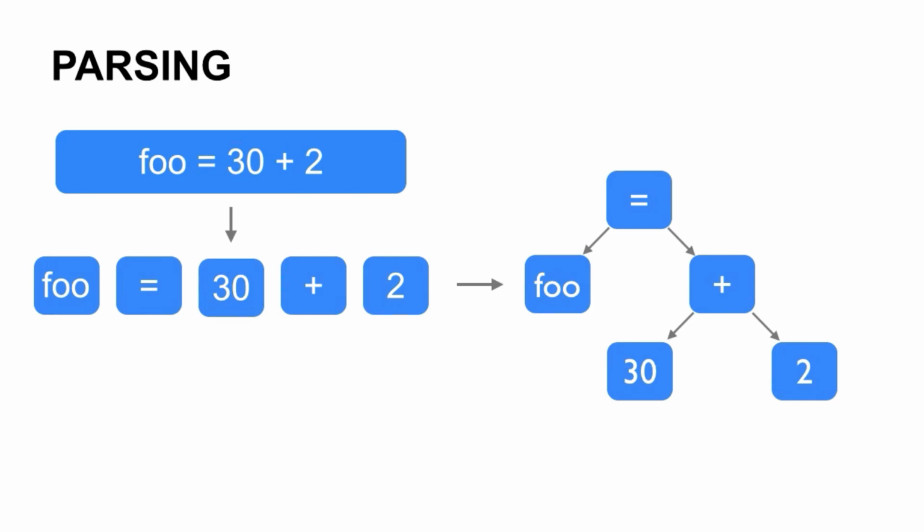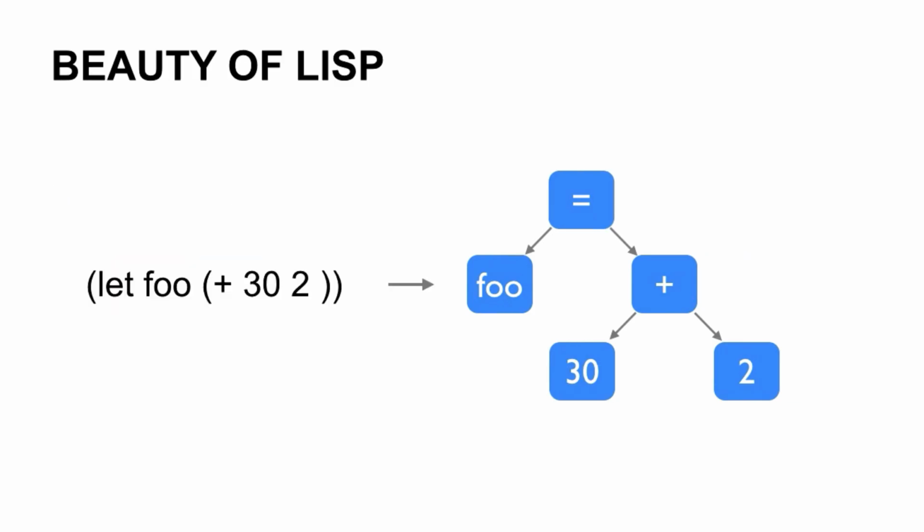Pretty straightforward. Now, you may have heard people go on and on about how beautiful Lisp is, and honestly, they're right. If you look at this S-expression, let foo be 30 plus 2, it's just a direct representation in a textual form of the abstract syntax tree.